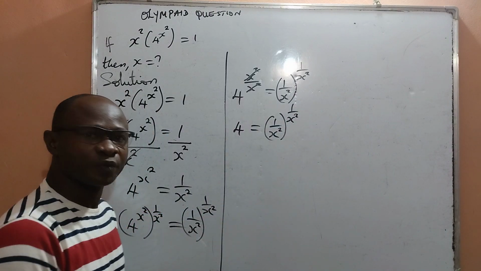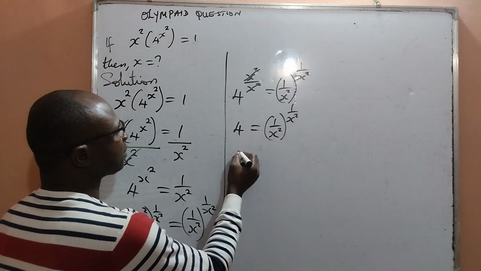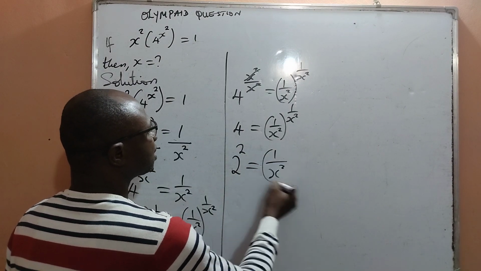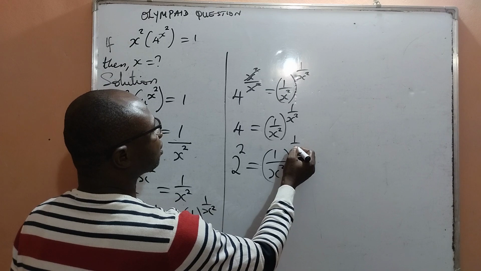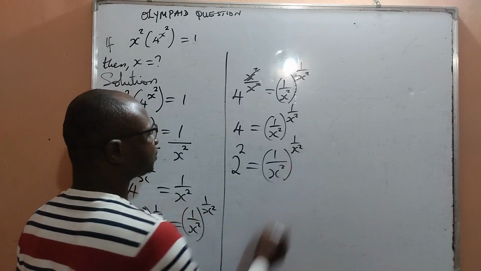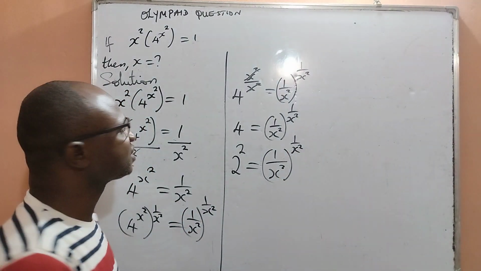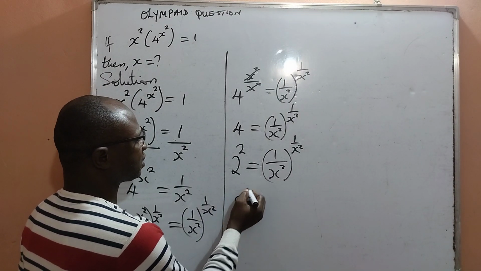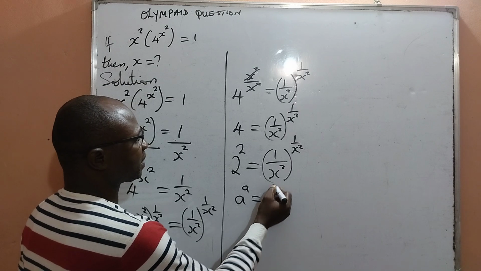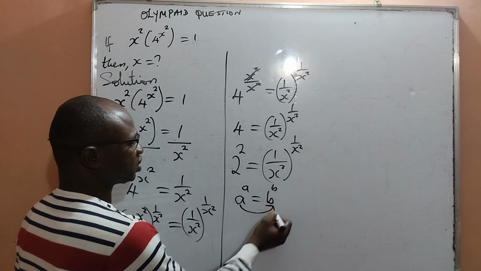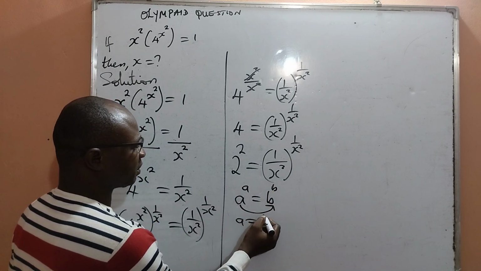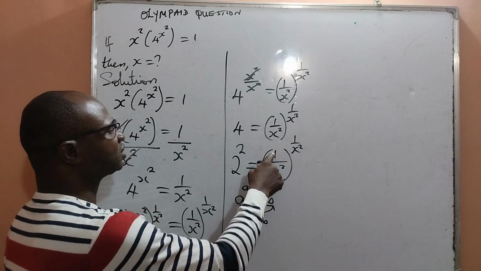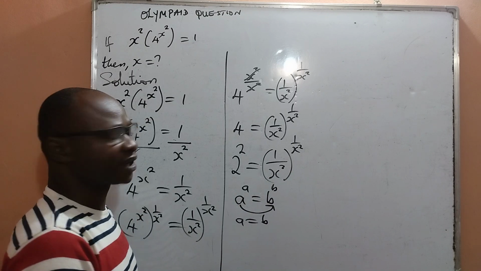But 4 can also be expressed as 2 to the power of 2, which is equal to 1 all over x to the power of 2, then to the power of 1 all over x to the power of 2. Now, the law of indices is playing out, it means that I will have a to the power of a equal to b to the power of b. And by this a is equal to b, meaning that a will be equal to b. So what it means here is that the base on the right hand side is 1 all over x to the power of 2.